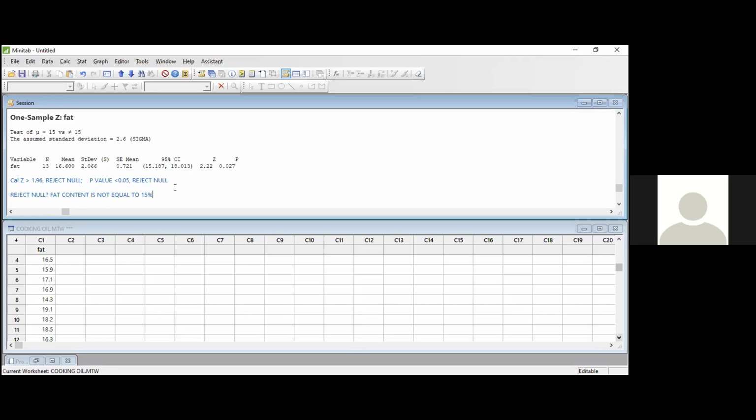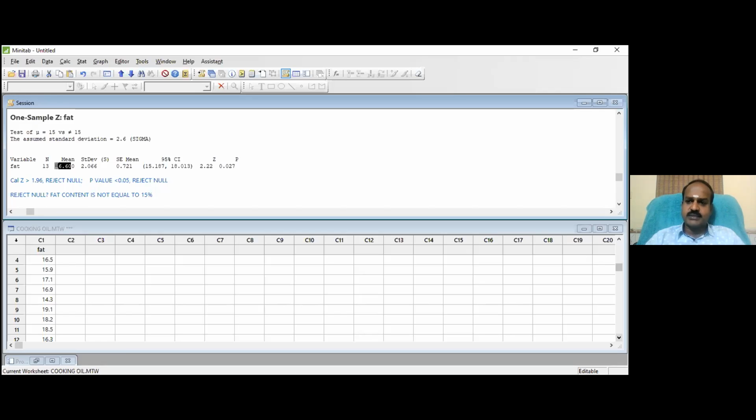If you want to gain further confidence, or you need further clarity, then you can investigate further. That is up to you. But right now, the data from the study can be trusted. You can trust your data, and you can say that the cooking oil fat content is not equal to 15%, because the sample average 16.6 is far away from the target. Target is 15, but observed is 16.6.